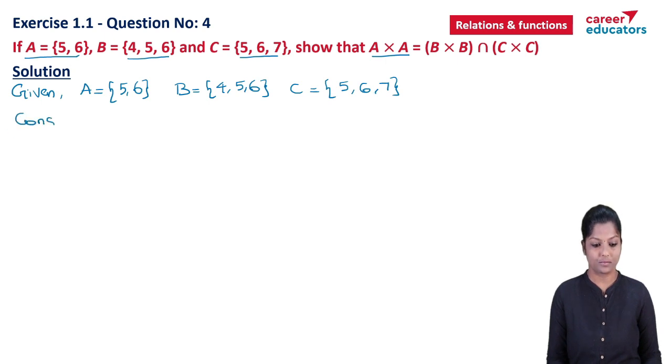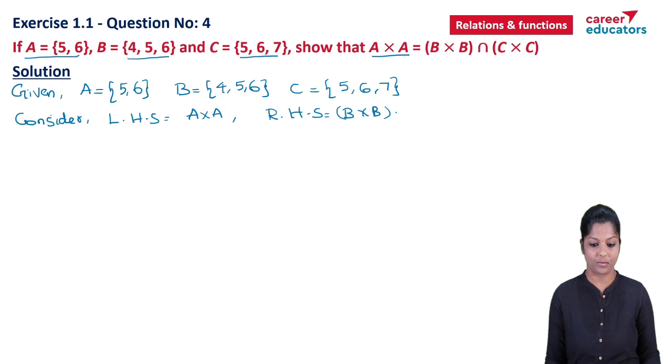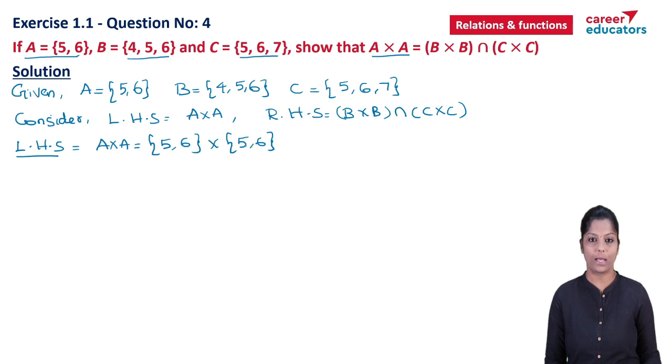Consider LHS equal to A cross A, RHS equal to B cross B intersection C cross C. First we have to find LHS. LHS equal to A cross A. Write all the elements of A cross, write all the elements of A. To find A cross A, you have to pair each elements of A with each elements of A.